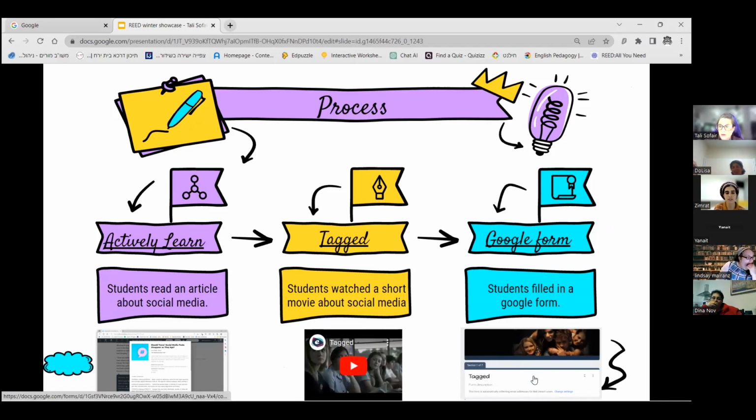Any questions? This is amazing, Tali. So you adapted to different topics. You're saying that this was something you did in what grade? This week, I started this in year 10.